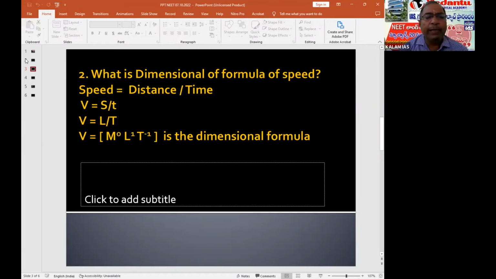Here we have to represent all. If mass is not there, it should be to the power 0. Something to the power 0 is 1, so M will become 1. So the dimensional formula is M0, L1, T minus 1. All the 3 you have to write within the brackets.